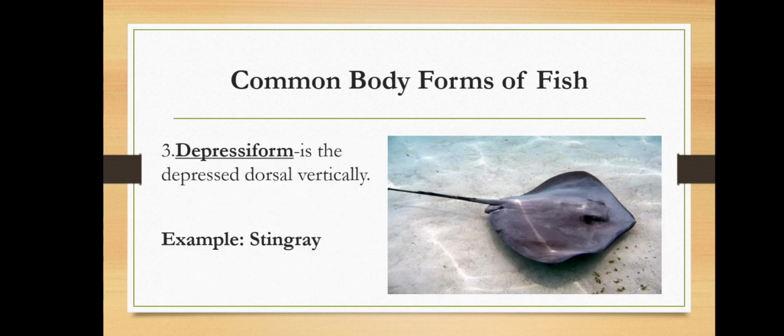Next is depressiform. It describes a body shape in which the body is depressed vertically, creating a flattened appearance. An example of a fish exhibiting depressiform body shape is the stingray, characterized by its flattened body, which aids in its bottom-dwelling lifestyle.